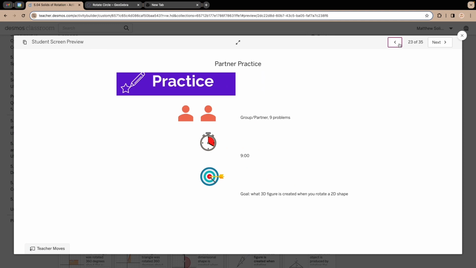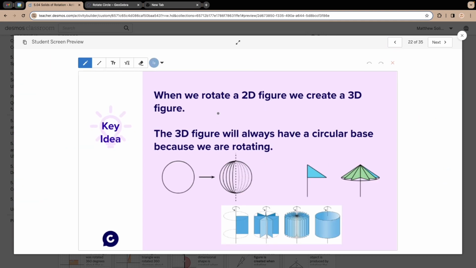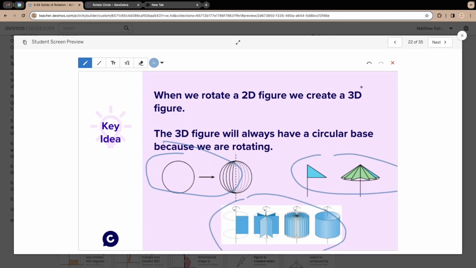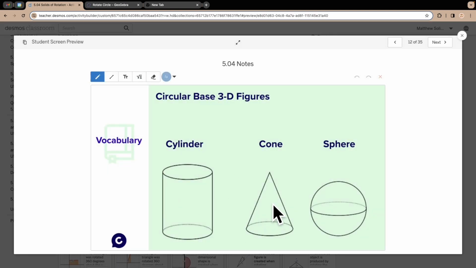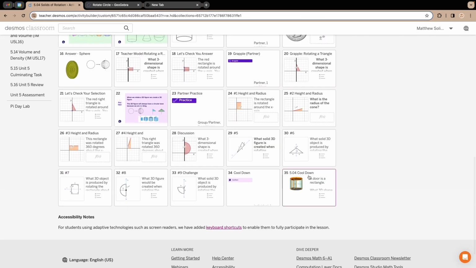And the big idea is if we're rotating a shape, we're making circles. So it's going to be a sphere, a cone, or a cylinder. Those ones with the circular bases. So when we rotate 2D shapes, it's going to be one of these because rotating is spinning or creating a circle. So these are the main ones we see.